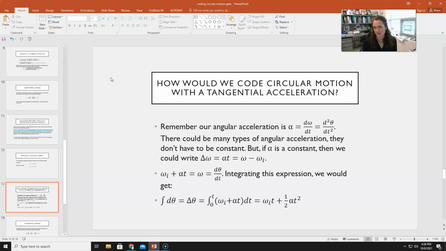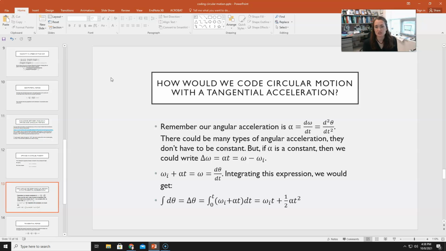Now there could be a lot of different causes of angular acceleration, and so the angular acceleration doesn't have to be constant. But it is a little bit more straightforward to think about if it is, so that's what we went with today. Now, if the angular acceleration is a constant, if alpha is a constant, then what you can do is you can find a straightforward equation of motion for omega.